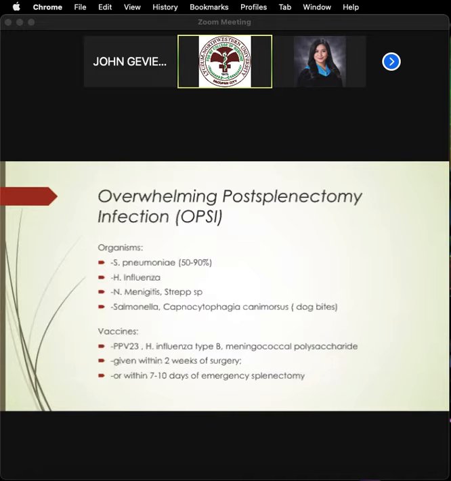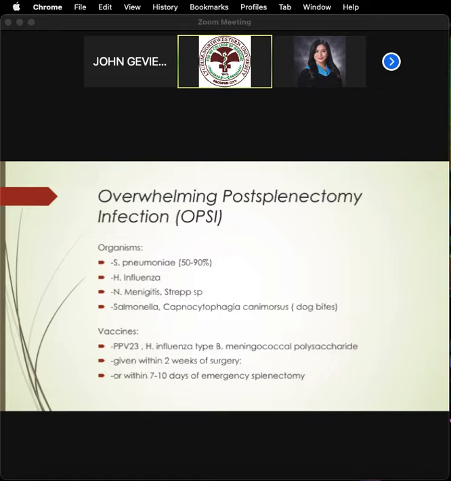So what is OPSI, or overwhelming post-splenectomy infection? The organisms causing this OPSI are namely Streptococcus pneumoniae, H. influenzae, Neisseria meningitidis, Streptococcus species, Salmonella, Capnocytophaga canimorsus from a dog bite.